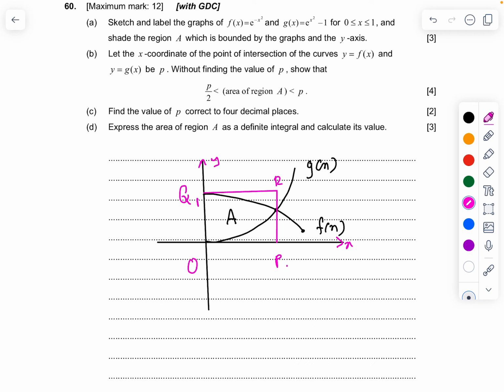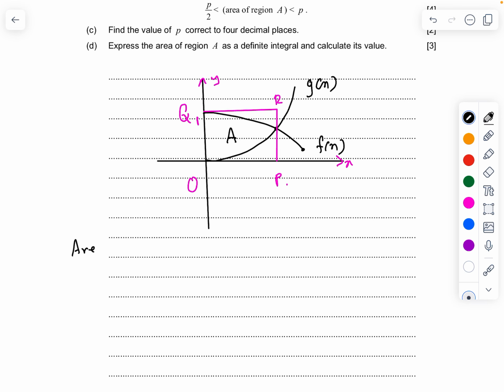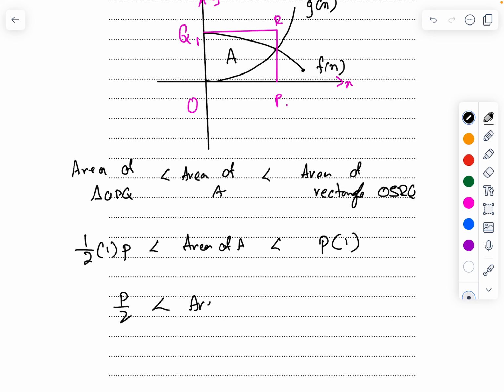Without finding the value of P, show that P upon 2 is less than the area of the region A, which is less than P. From the diagram, we can see that the area of triangle OPQ will be less than the area of region A, which will be less than the area of rectangle OSRQ. Area of a triangle is half times base times height, less than area of A, less than area of a rectangle, which is P times 1. So P upon 2 is less than area of A is less than P.